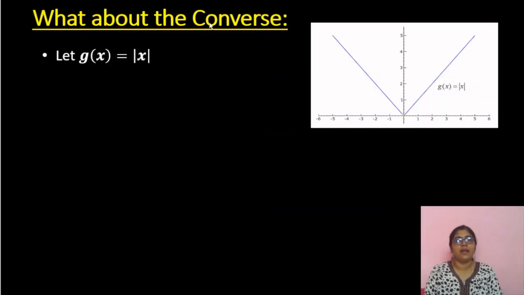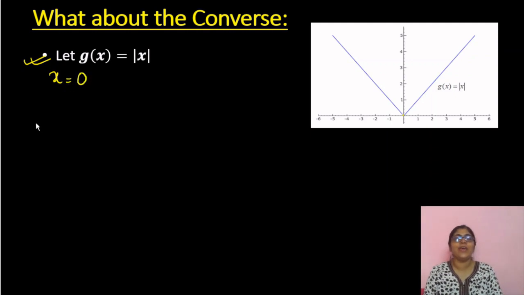So what about the converse of the statement? We have already proved if a function is differentiable at a particular point, then it is continuous at that point. Now let us check if a function is continuous at a point, whether it is differentiable at that point or not. So I have taken a modulus function because we have already proved that the modulus function is continuous everywhere. So let us check if it is differentiable at x = 0.